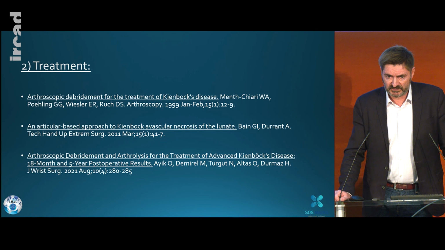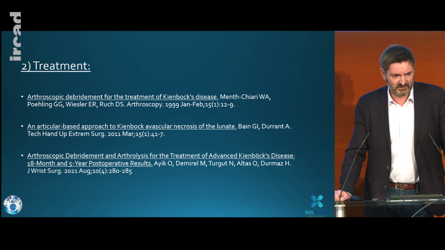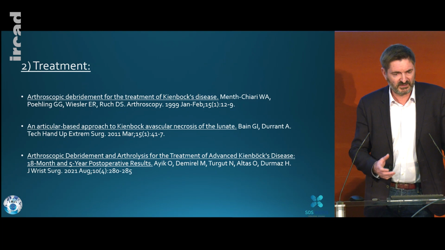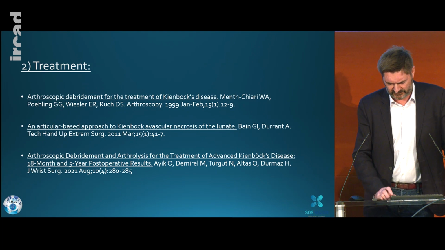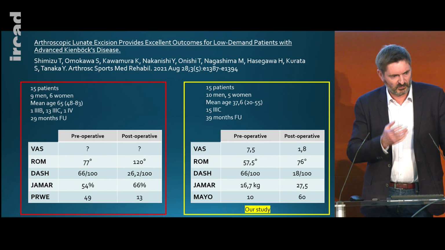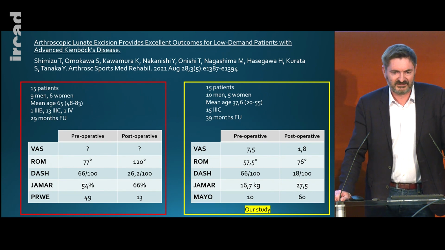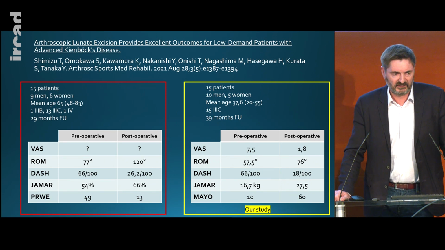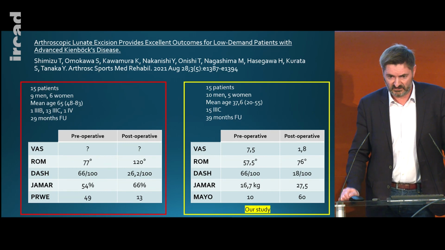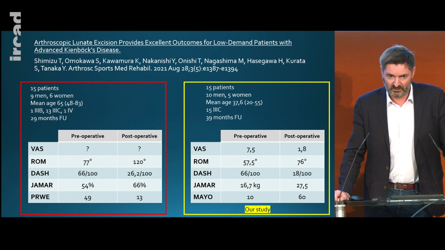Until a few years ago, arthroscopic treatment was just synovectomy and debridement, but no real arthroscopic treatment. I mean, for some kind of important cartilage damage, it was open surgery. And we had a recent study from a Japanese team, which shows that with lunate replacement, we can get good results. When we compare the two studies, the study from our team and the study from the Japanese team, you can see that we have exactly the same result.